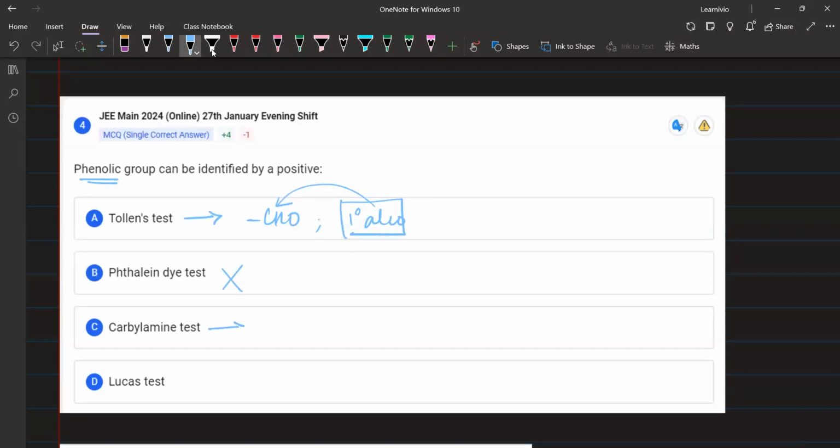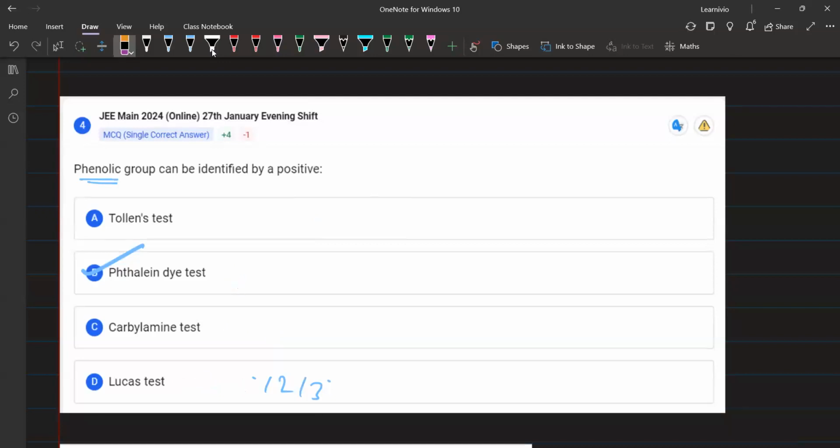it is also used for 1 degree amine. Lucas test, it is used for 1 degree, 2 degree, or 3 degree alcohol. So the only test that you have not seen here, which has no relation with phenol, is what? It is the phthalein dye test. So in the phthalein dye test, what happens?